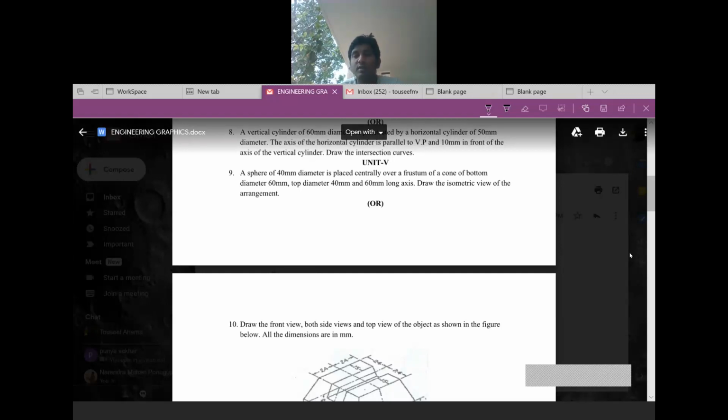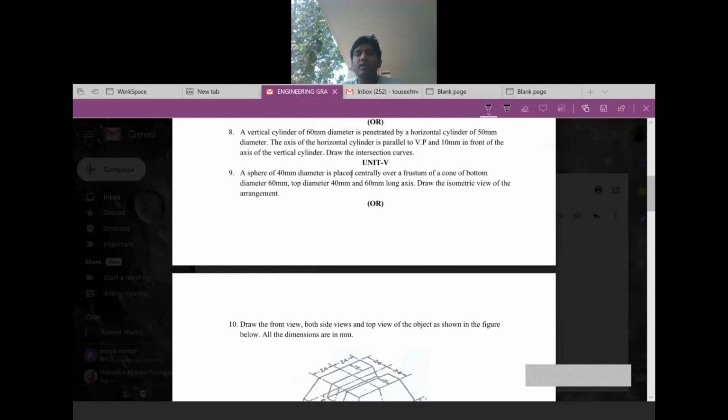Understand? He has given a sphere of a 40 mm diameter placed centrally over a frustum of a cone of bottom diameter 60 mm, top diameter 40 mm, and 60 mm long axis. Draw the isometric view of the arrangement. He is asking you to draw the isometric projection of this arrangement. How will you draw this one?